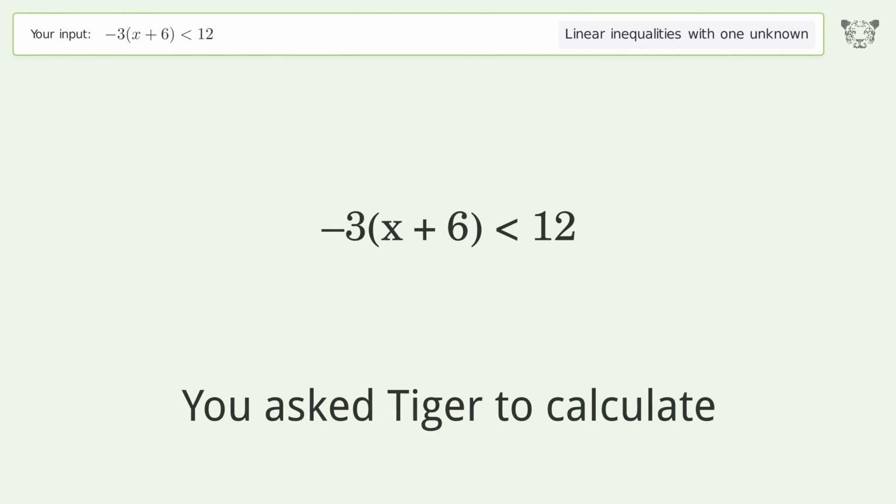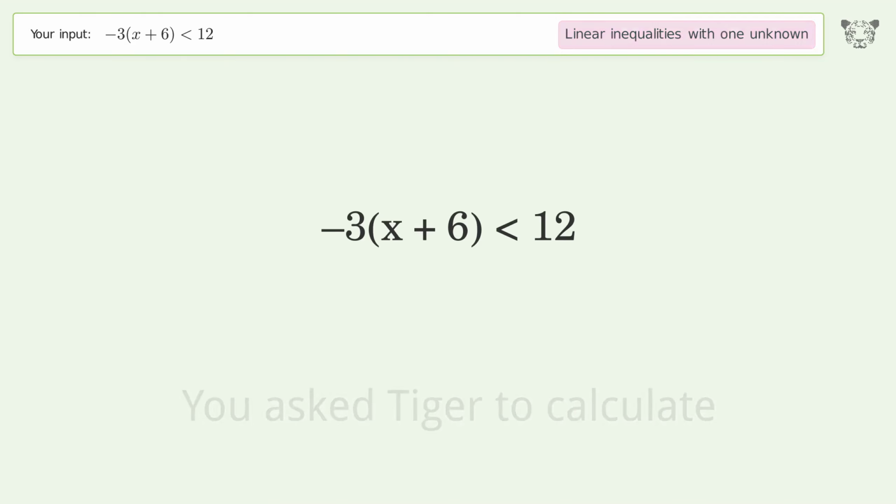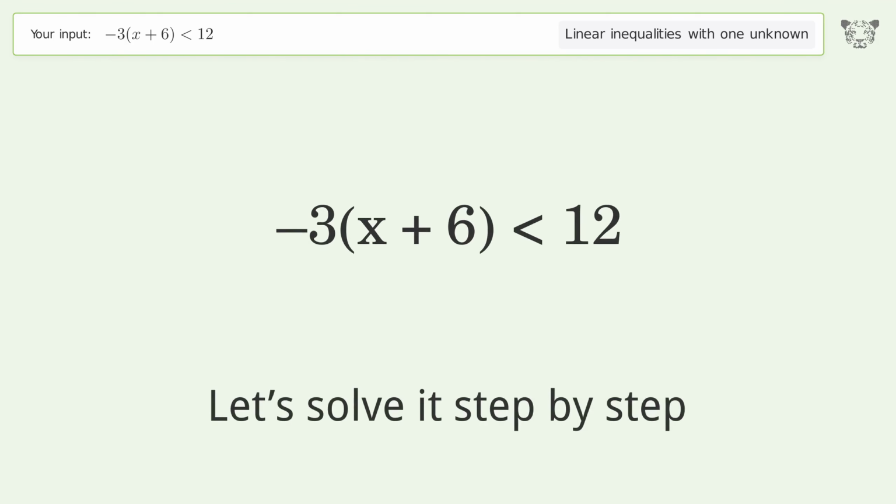You ask Tiger to calculate. This deals with linear inequalities with one unknown. The final result is x greater than -10. Let's solve it step by step.